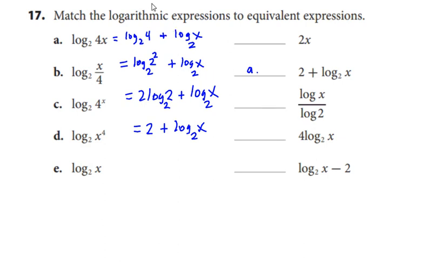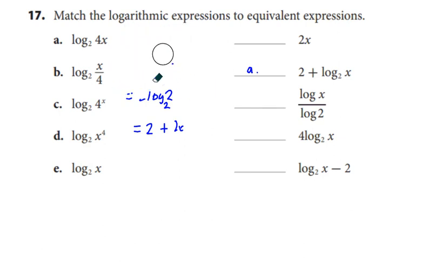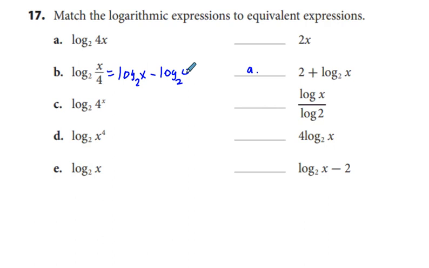Okay, now I'm going to work this second one. I normally like to leave it up for the whole problem, but I'm going to erase this. Okay, next, B. We have a quotient, so we're going to rewrite this logarithm as a difference. So that's going to be equal to log base 2 of x minus log base 2 of 4. And so this is going to be equal to log base 2 of x minus log base 2 of 2 squared.